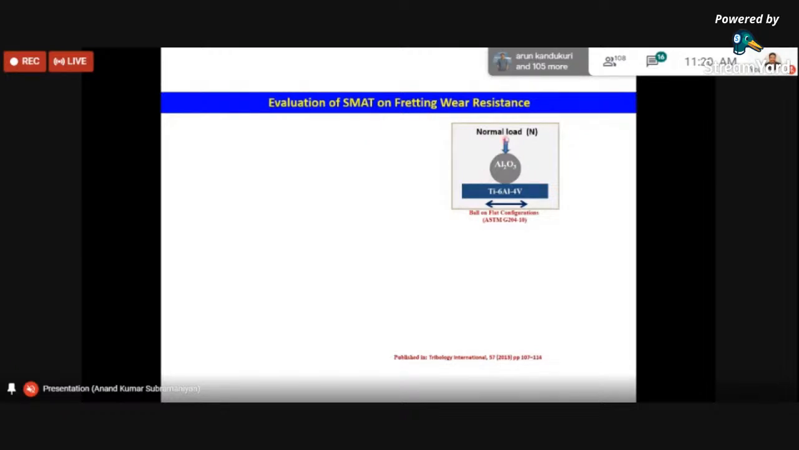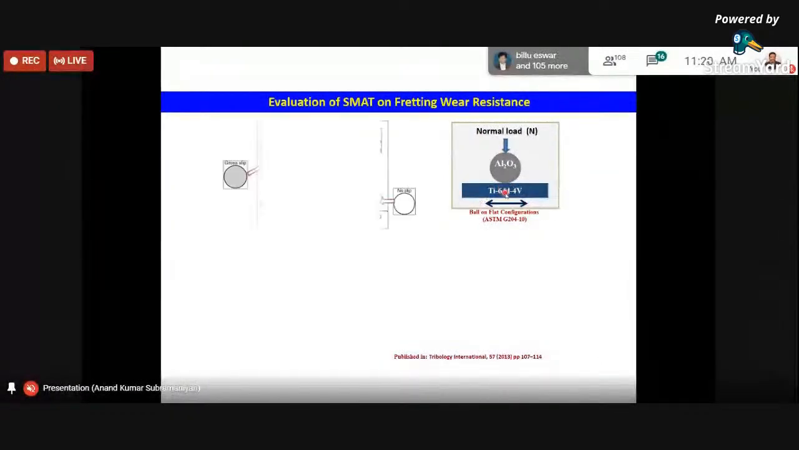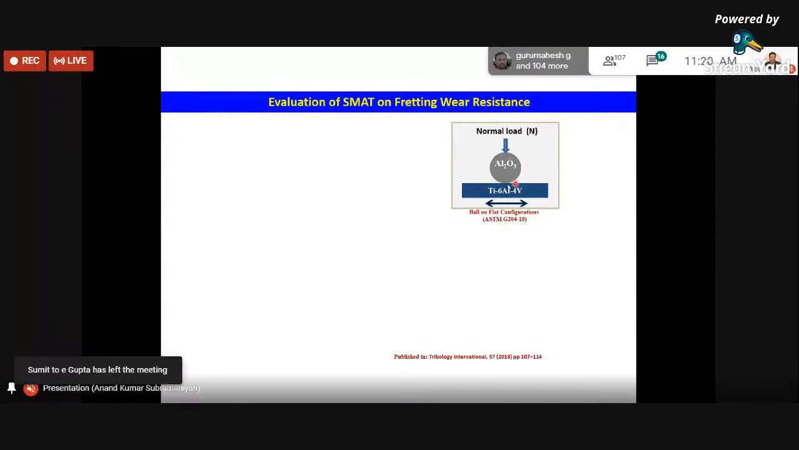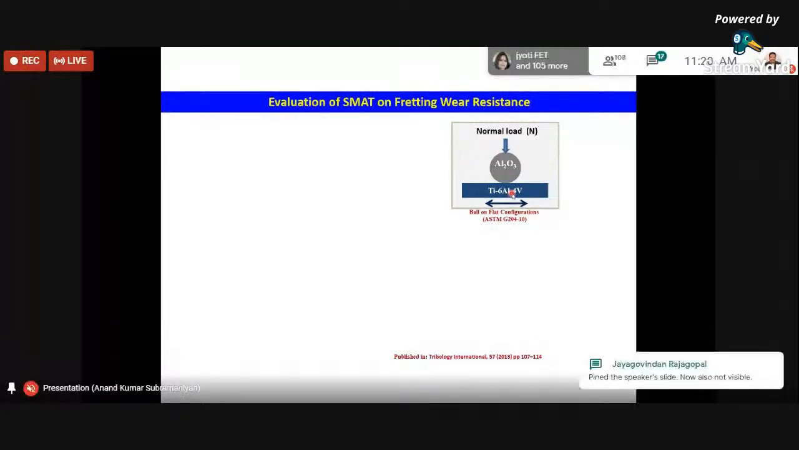So what has been done is that here the fretting wear resistance is being evaluated. What happens in a fretting wear process, for example, is that this reciprocatory motion that we see, at the micrometer level, is given to the sample of interest against a harder counter body or a ball. Usually it is done in a ball-on-flat configuration by following this ASTM standard.